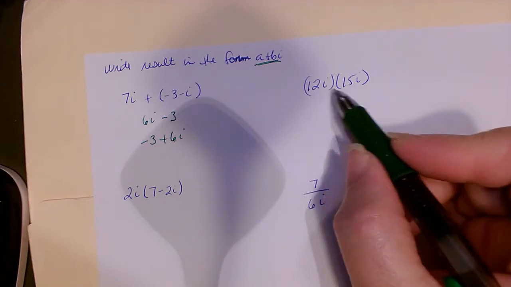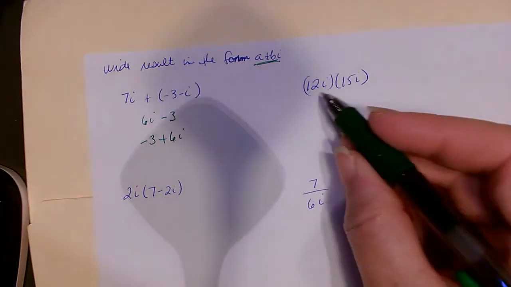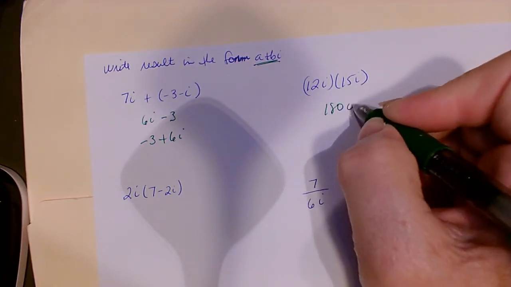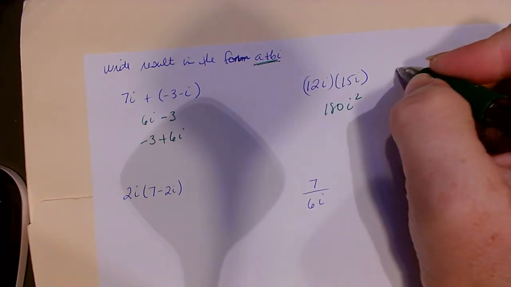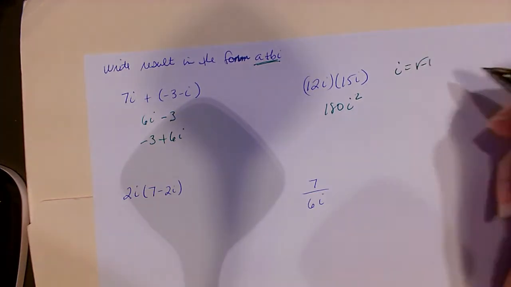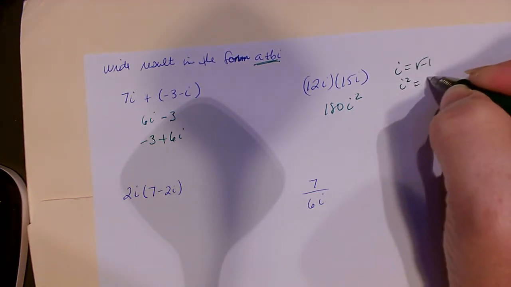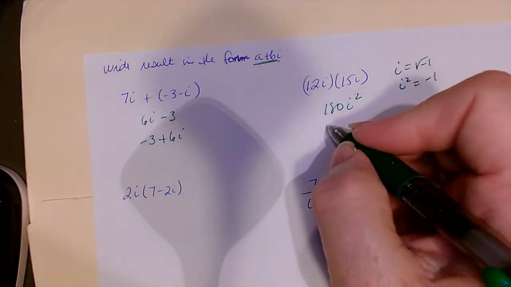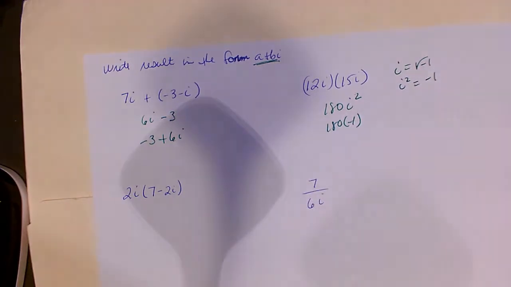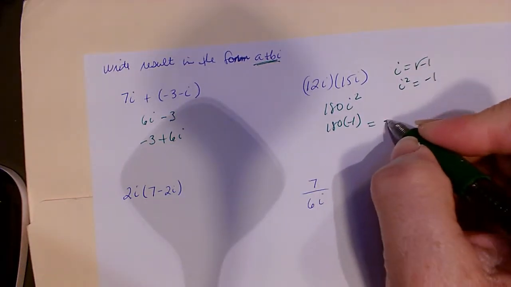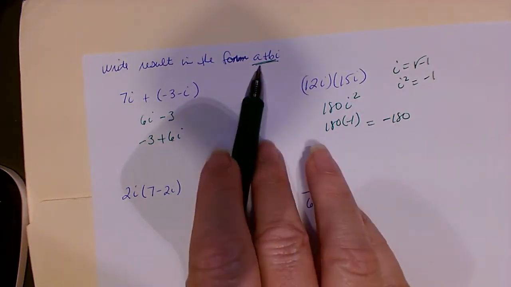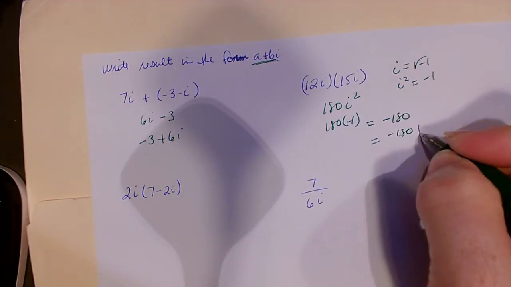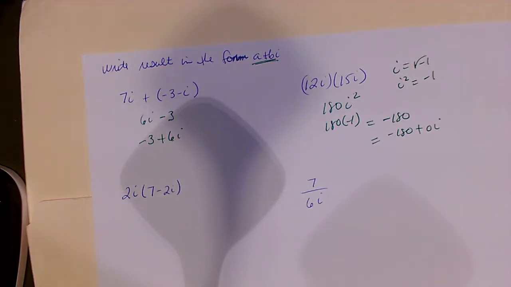So over here we have 12i times 15i. Well, 12 times 15 is 180, and i times i is i squared. Now you have to remember that i is equal to the square root of negative 1, and i squared is then equal to negative 1, because if we square both sides, we'll get negative 1. So this is 180 times negative 1, which will get us negative 180. But we need to be in the a plus bi form, so really this is negative 180 plus 0i.